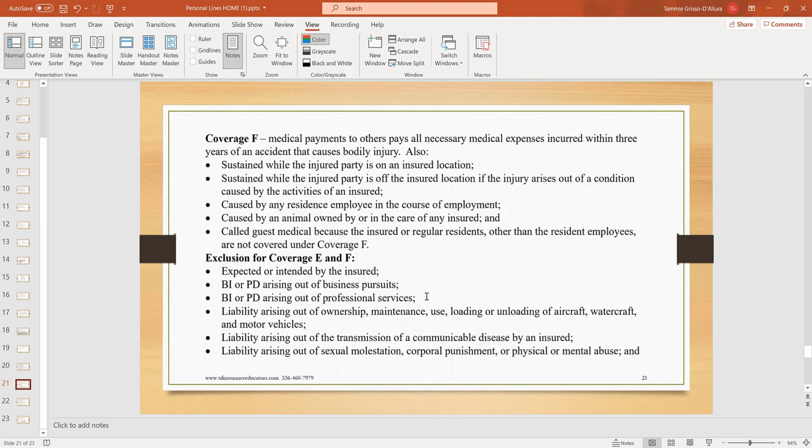Okay. Liability arising out of the ownership, maintenance, use, loading, or unloading of an aircraft or watercraft or motor vehicles. These are operations that you need to have other policies for. Liability arising out of the transmission of communicable diseases. If somebody accuses you of communicable diseases or sexual molestation or corporal punishment or physical or mental abuse, these things are excluded under your homeowner policy. So basically, it is third-party liability, bodily injury and property damage. Think slip and falls, think your dog bites someone, that type of thing.